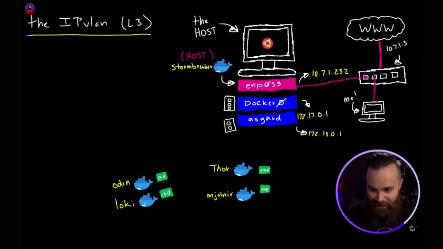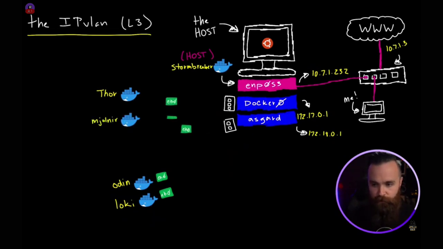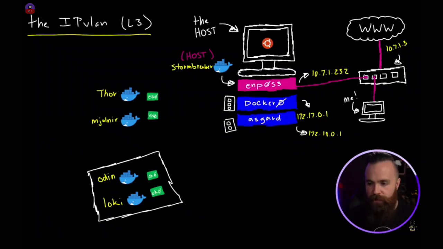So with IPVLAN L3, we're not connecting our containers to our network like it's a switch. We're connecting it to our host like the host is a router. What? I'll explain, watch this. Let me give you an example. So here we're gonna create 2 new networks out of thin air, okay?